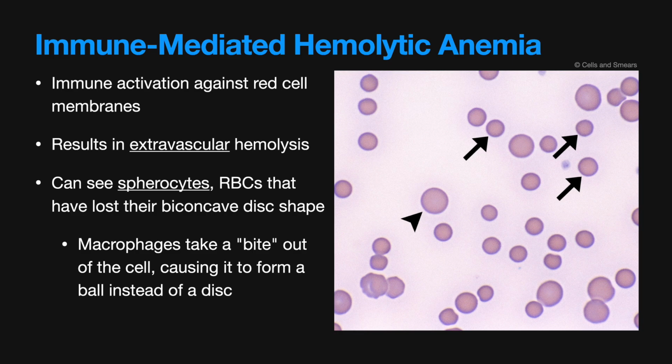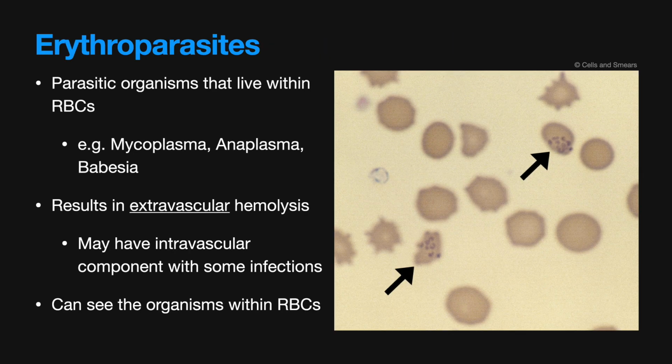The first is immune-mediated hemolytic anemia, where there is immune activation against the red cell membranes. This results in primarily extravascular hemolysis. One of the key findings of IMHA are spherocytes, which are red blood cells that have lost their normal biconcave disc shape. In this condition, essentially the macrophages take a bite out of the cell, causing it to reform into a ball instead of the typical disc shape.